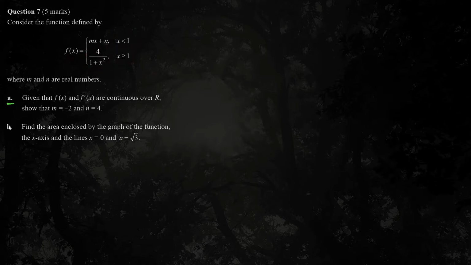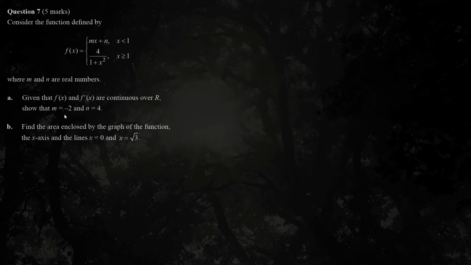Okay, so for part A, we're told, given that both f and its derivative are continuous over R, show that m has to be this particular number, -2, and n has to be this particular number, namely 4. So I just want to emphasize the direction we're trying to go here, where we're assuming f and f dash have this property, and then we're going to find what these numbers are, okay? And they're going to turn out to be these numbers.